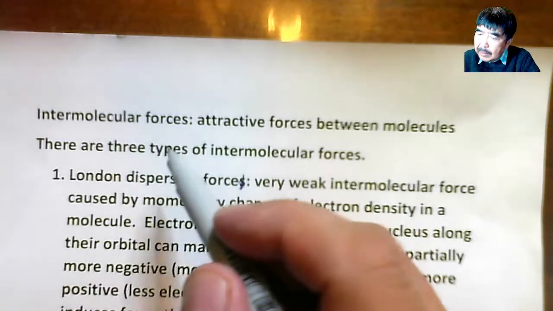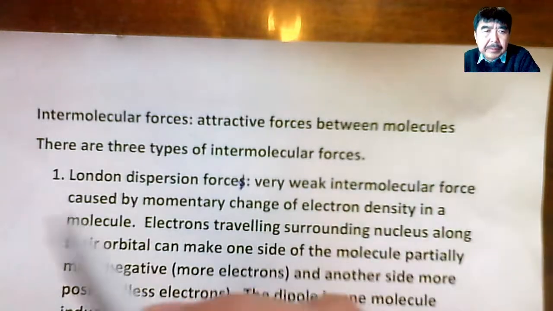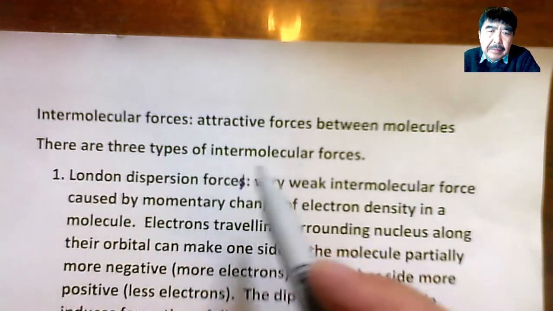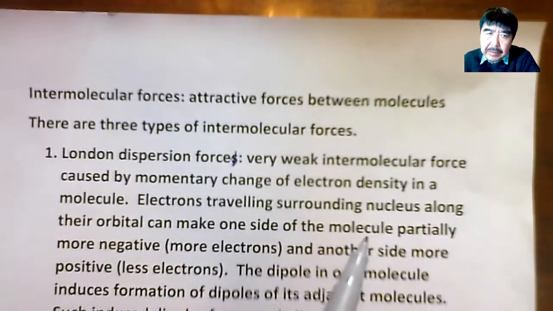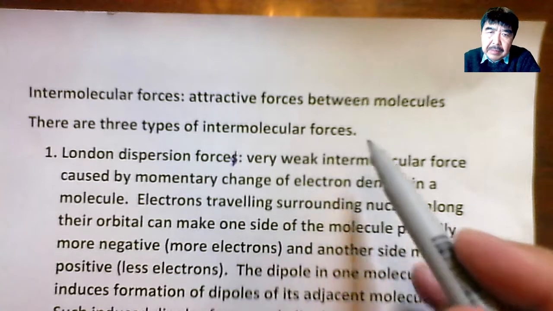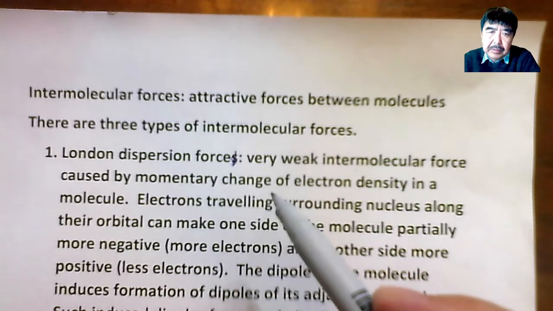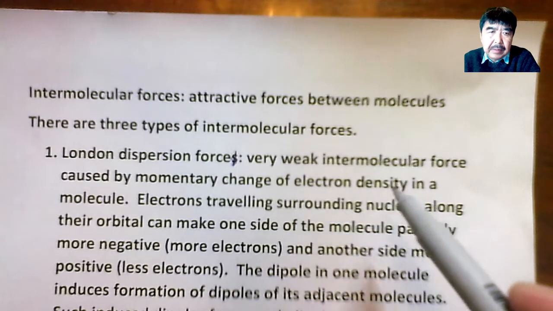Let's take a look at intermolecular forces, attractive forces between molecules. There are three types of intermolecular forces. The first one is called the London dispersion force. London dispersion force is a very weak intermolecular force caused by momentary change of electron density in a molecule.